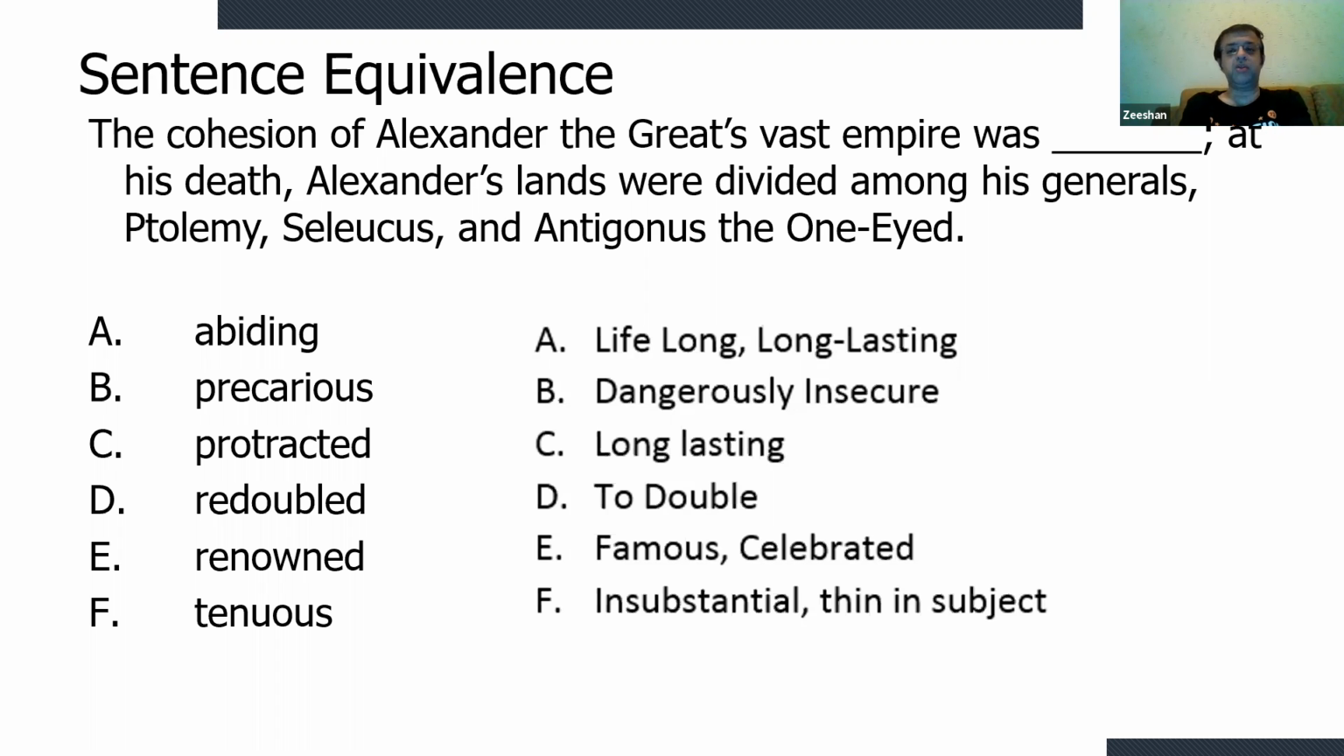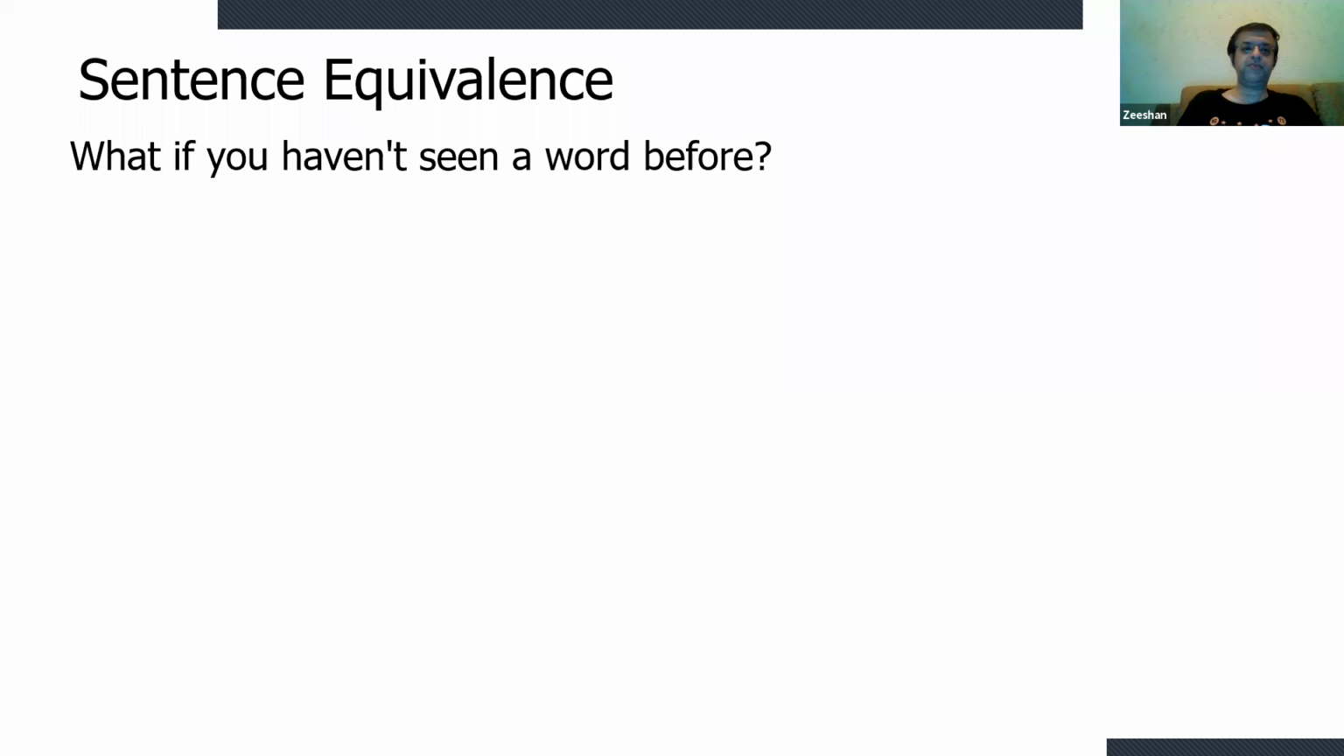So what are the 2 answer choices that we are going to select here? Precarious, something whose future is uncertain. So obviously if the cohesion was not certain, the cohesion was dangerously insecure. And the second word is tenuous. The cohesion was tenuous, which means it was insubstantial. So B and F will be the answer choices here.